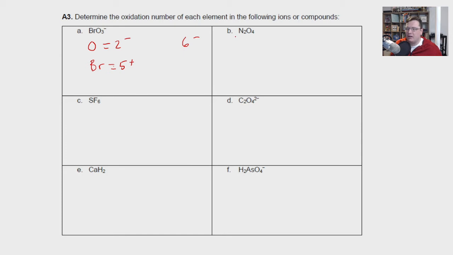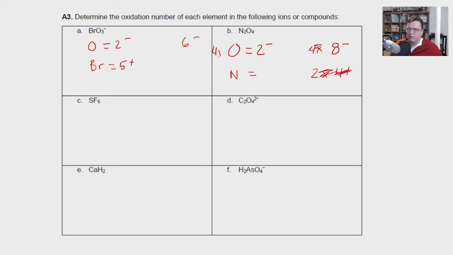So now for B, looking at this again, we have oxygen here at the end. That should tell us that the oxygen is going to be in the 2- oxidation state. That gives us an overall charge of 8-, because there are going to be 4 of them in this case. So for the nitrogen, the only other atom that's present, it's an overall neutral molecule. To balance that out and give you a neutral molecule, you have to have 8+ total from the nitrogens.